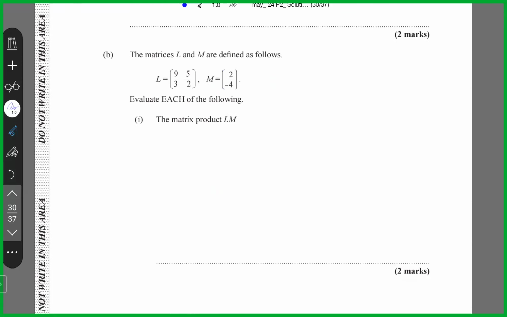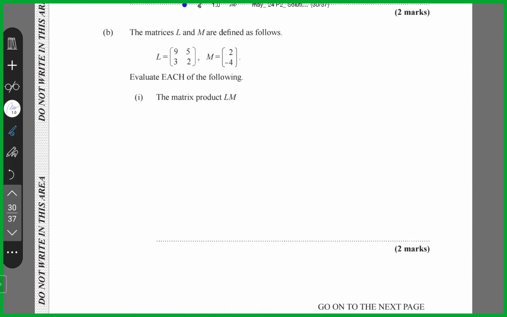Now we're told that the matrices L and M are defined as follows. Evaluate each of the following. The matrix LM. So LM is 9, 5, 3, 2 times M, 2, minus 4. If we multiply a 2 by 2 by a 2 by 1, we're going to end up with another 2 by 1. So row by column is only one column.